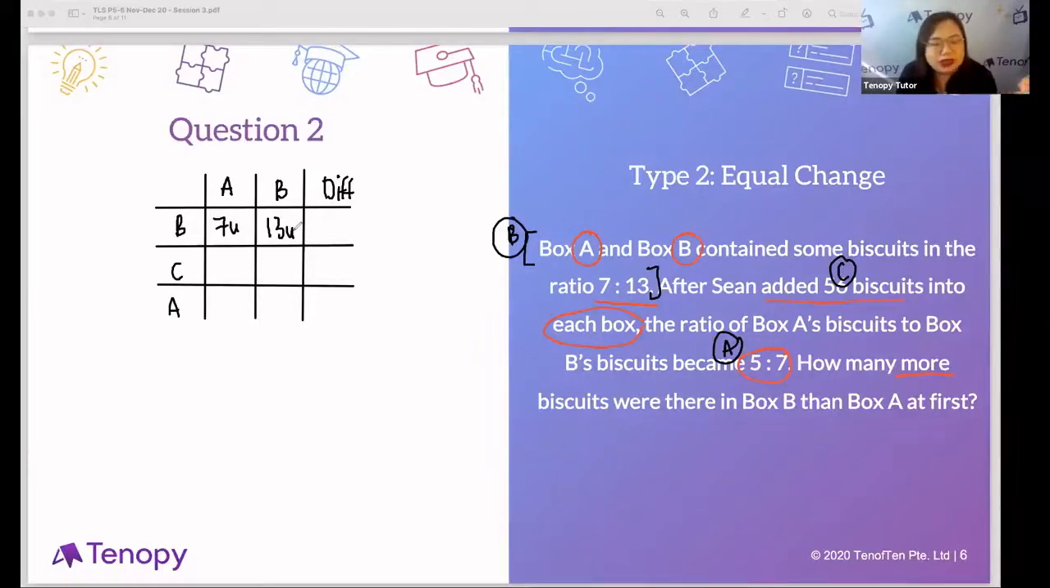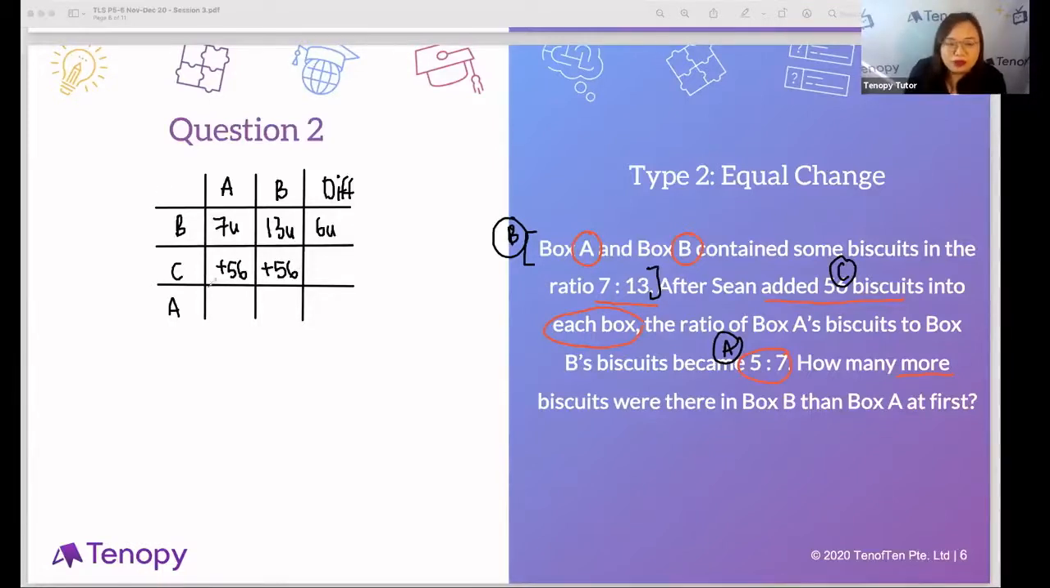13 take away 7 give us? What would that give us? 13 take away 7. We can get 6 units. Okay, now both added 56. So added 56 to each box.